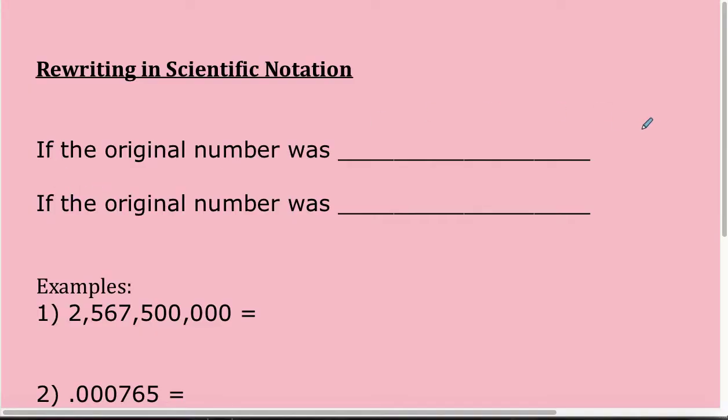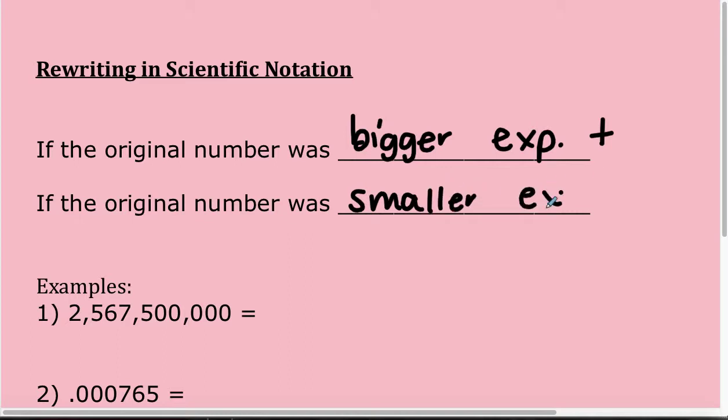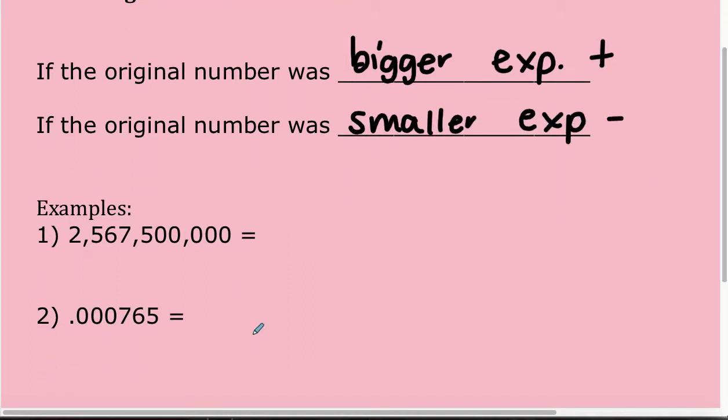All right, what about if we want to rewrite something in scientific notation? So if the original number was bigger, then your exponent will be positive. And if it's smaller, your exponent's going to be negative. First, I look at the number that I have, and I have to meet my restriction. I need the number to be between 1 and 10. So I'm going to put the decimal right here. So that's going to give me 2.5675.